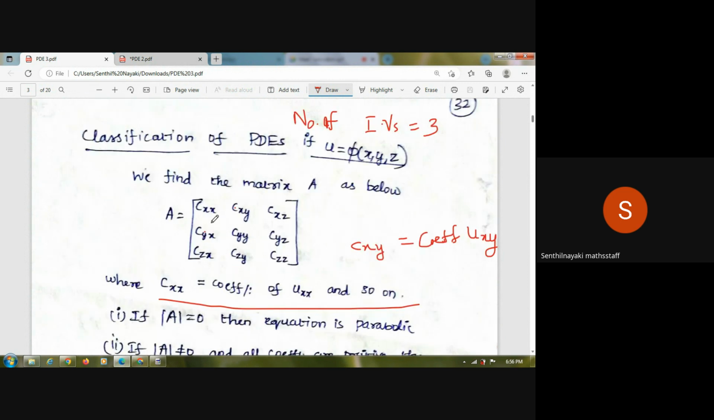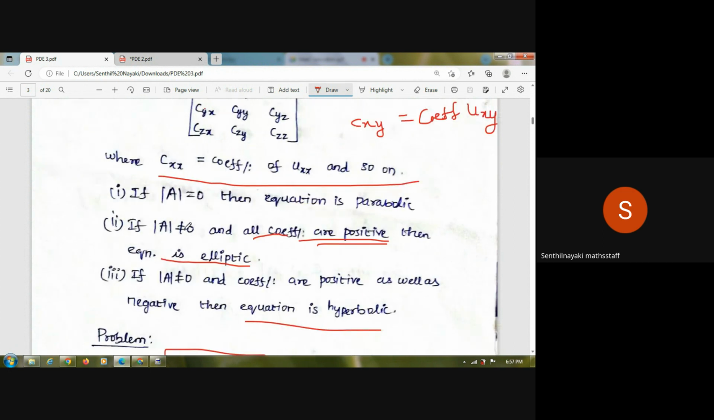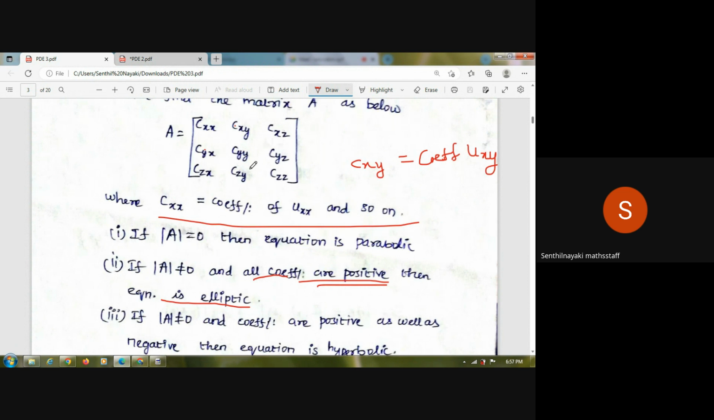Independent variable is 3, therefore these derivatives are possible. We have to collect the coefficients. After finding the determinant value, if it is equal to 0, then there is no problem. Directly we can say that the given PDE is parabolic. Suppose the determinant value is not equal to 0, then it may be positive or negative, and we have to check one more condition. If the matrix entries are only positive, then the PDE is elliptic.